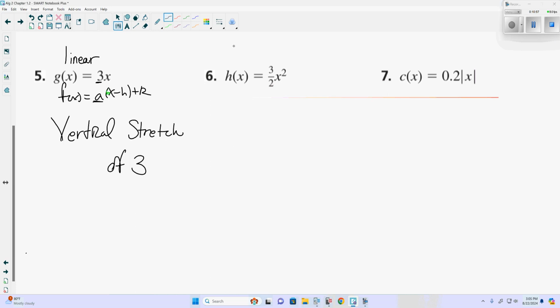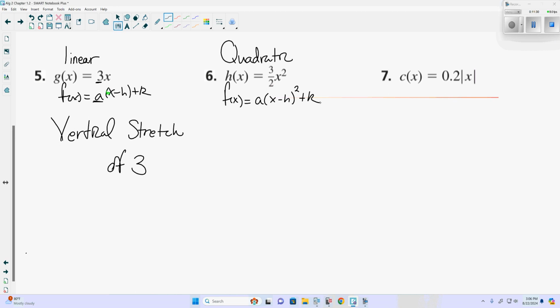Now the next one is quadratic, because it has that square. So we have 3/2 x squared. Now we have a 3/2 in place of a, so we're talking about vertical stretch or shrink. Now since it is a fraction, it means it has to be vertical shrink, right?